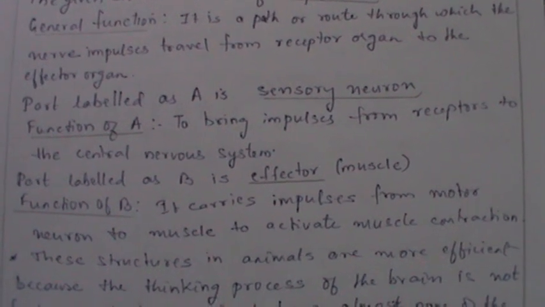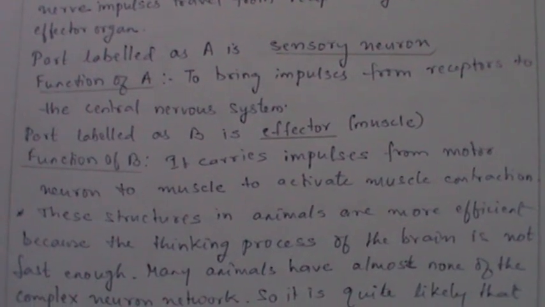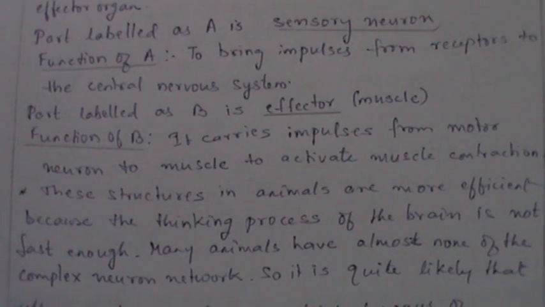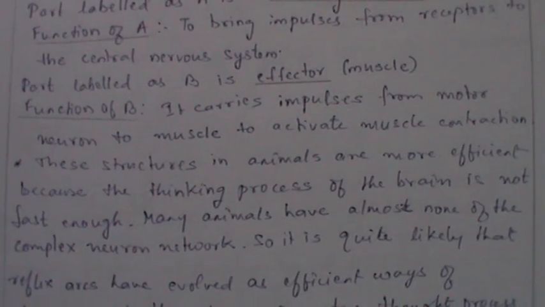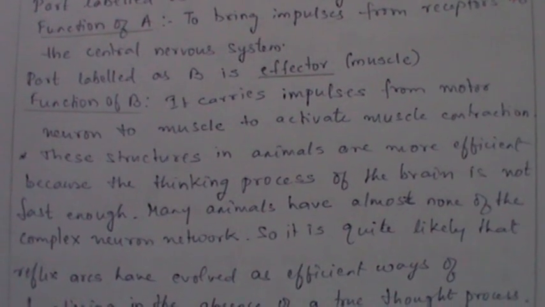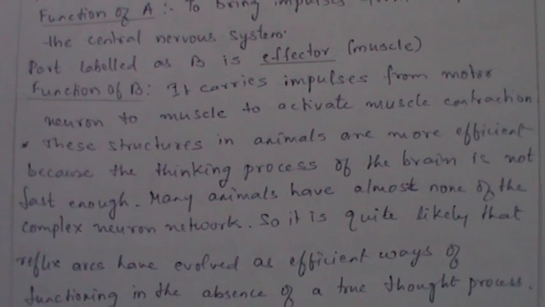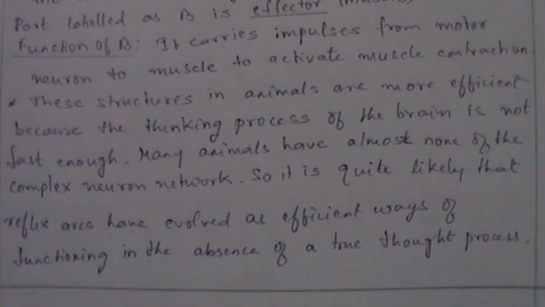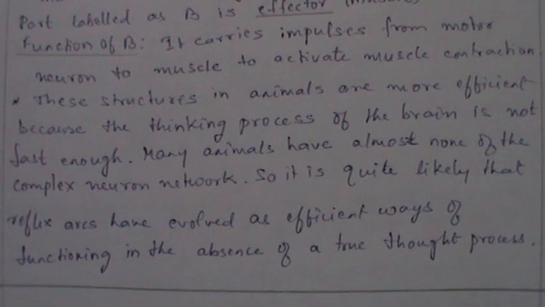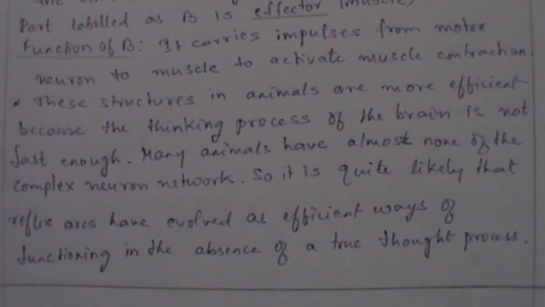The part labeled as B is the effector, that is, muscle. Function of B: it carries impulses from the motor neuron to the muscle to activate muscle contraction. These structures in animals are more efficient because the thinking process of the brain is not fast enough. Many animals have almost none of the complex neuron network. So it is quite likely that reflex arcs have evolved as efficient ways of functioning in the absence of true thought process.